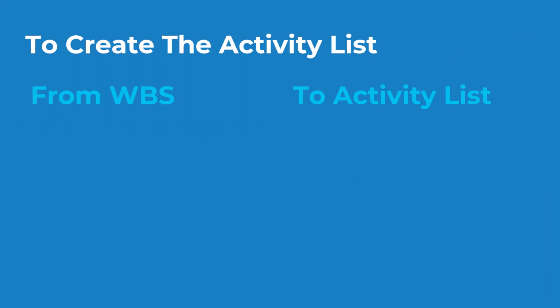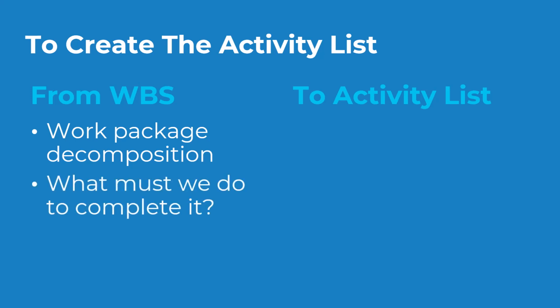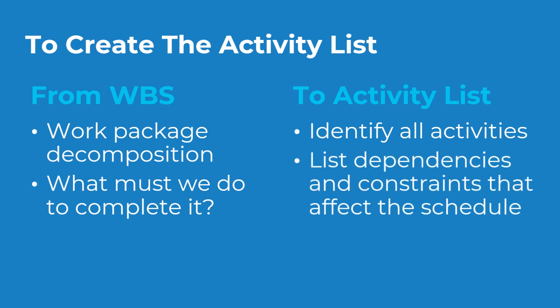And here is how you get to this list. To create the activity list, we use the WBS as a framework where we further decompose each of the work packages and ask, what do we actually need to do to complete all these deliverables in the work package. In this way, we create a complete activity list where we identify all the activities required and document the dependencies and constraints that affect the scheduled activities.